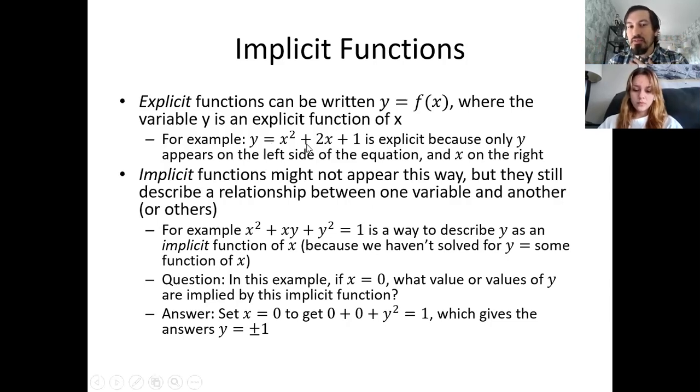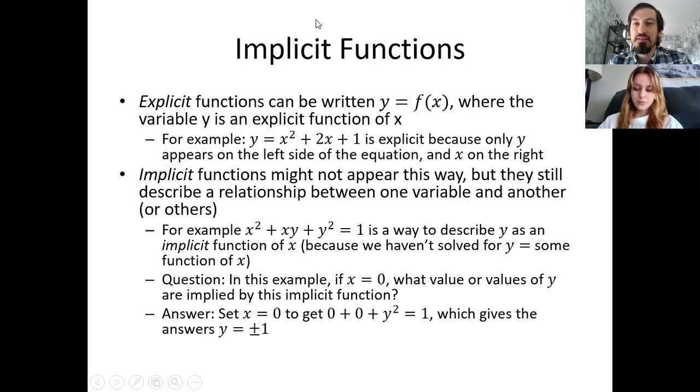For example, y equals x squared plus 2x plus 1. This is explicit because only y appears on the left side of the equation. In fact, exactly y appears on the left side of the equation. And on the right side of the equation, there are only x's and numbers and whatever else, but it's some function of x. So y equals some function of x is an explicit function. By the way, I don't think I put this on this slide, but something about a function is that it has to only equal one thing.